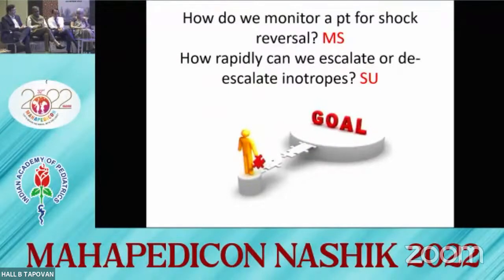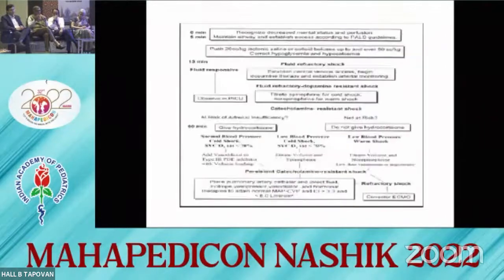So how do we monitor a patient for shock reversal? Now how do you look for shock reversal? What points are you looking at? Shock management is a continuous process, and we have to look at therapeutic endpoints, which are clinical as well as laboratory, more of clinical. We look for improvement in heart rate, blood pressure, skin temperature, and CRT. One important thing is organ perfusion, urine output. If urine output is improved, things are on the right track. And if you have the luxury of lactate, reversal of the lactate trend is important in shock monitoring.